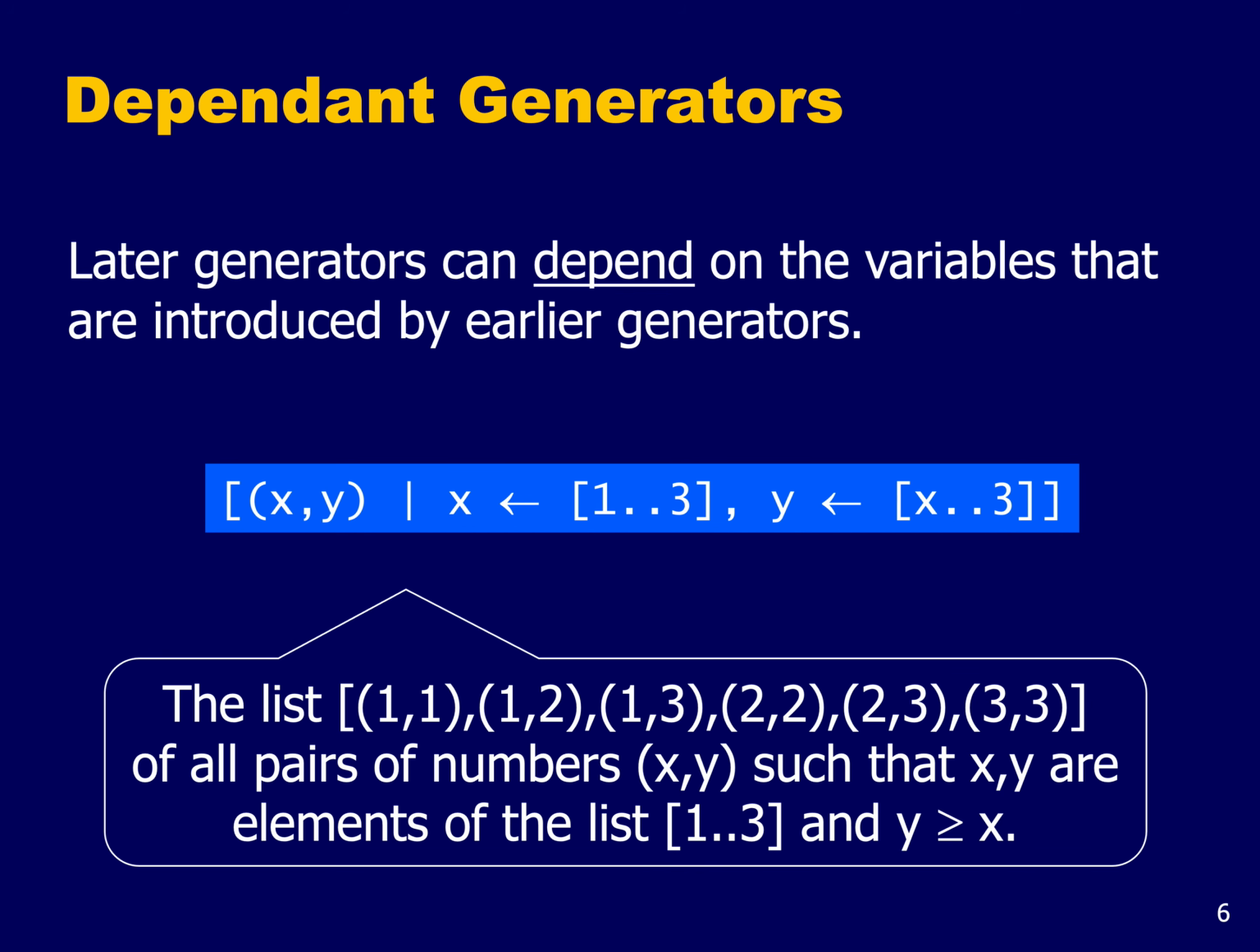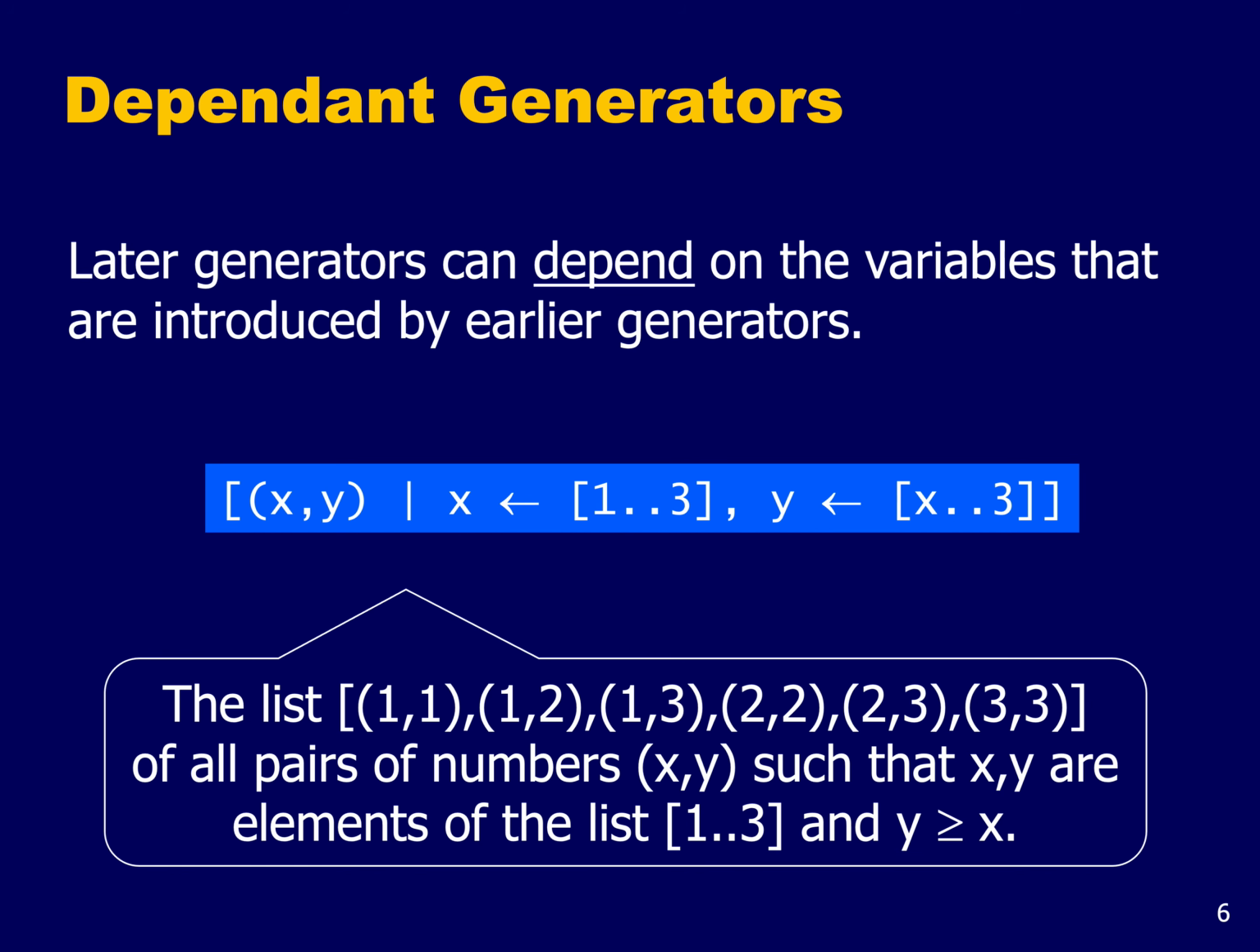We're building the list of all pairs x, y, such that x is drawn from the list 1 to 3, and y is drawn from the list x to 3. So we have two generators here. x is the outer one, and y is the inner one, and the value of y now depends on the value of x. So we can work out what the output for this is going to be.